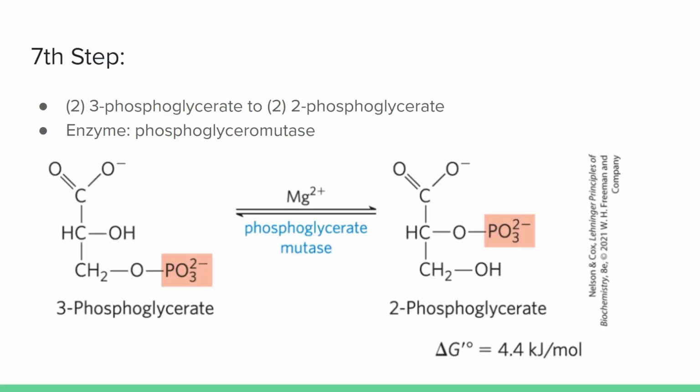Using the catalyst phosphoglyceromutase and 3-phosphoglycerate, the histidine side chain is activated and converted into 2-phosphoglycerate. This reaction is also reversible.